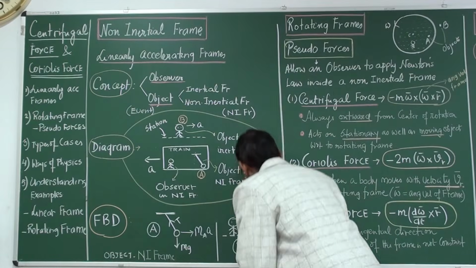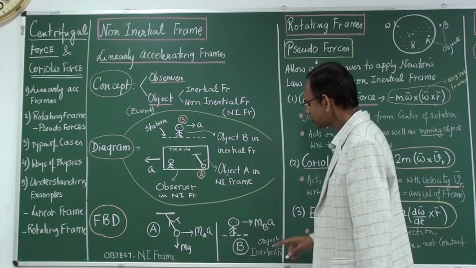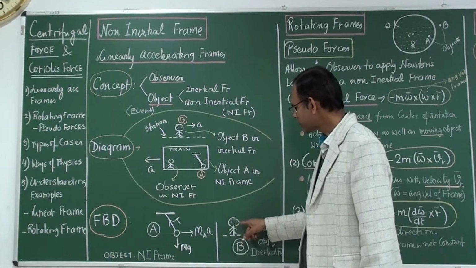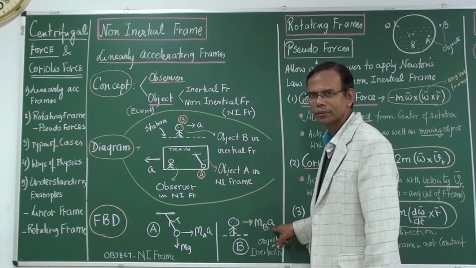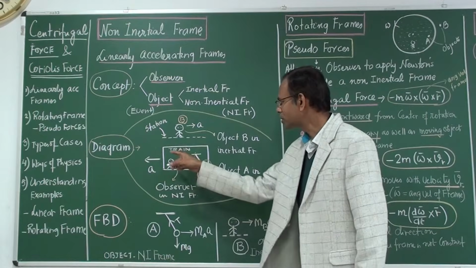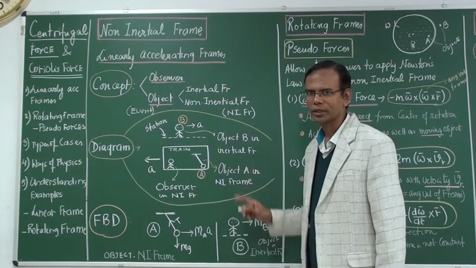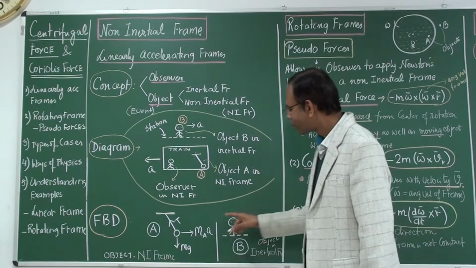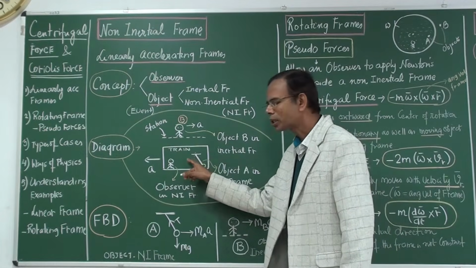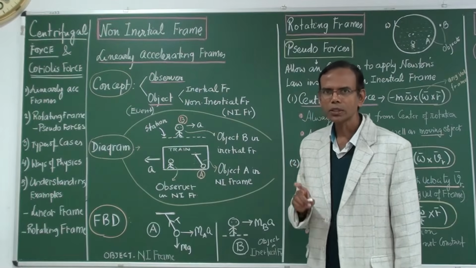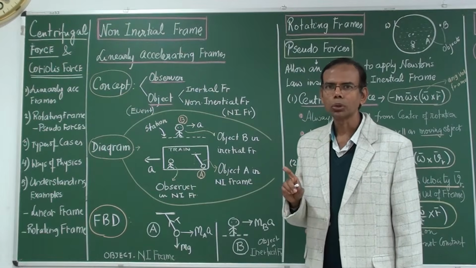Object in inertial frame. In the object in the inertial frame, we also put a pseudo force, that is mb into A, opposite to the direction in which the train is traveling. Now, when you put these pseudo forces, because in a non-inertial frame, the Newton's laws do not hold good.